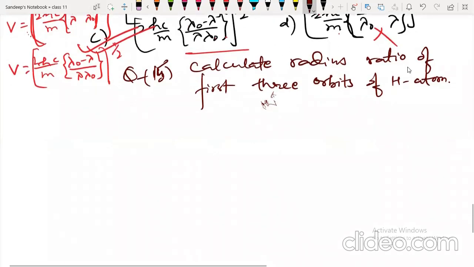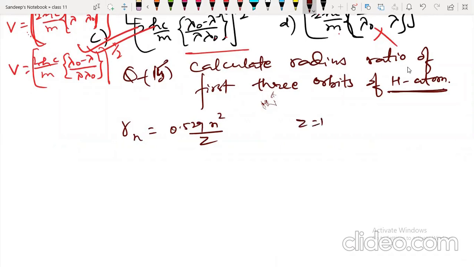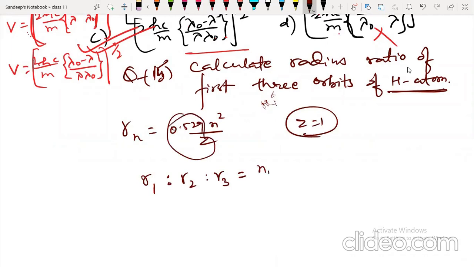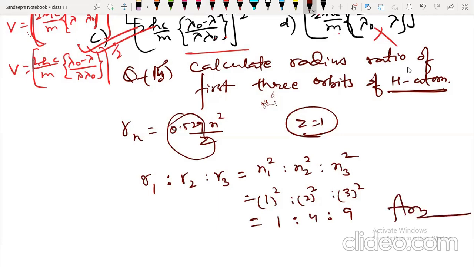See, for radius, the formula is radius Rn is equal to 0.529 n square by z. This is for hydrogen atom, so z will be 1. So you can write radius of 1 is to radius of 2 is to radius of 3 is equal to n1 square is to n2 square is to n3 square, since the rest are constant. So n1 is 1 square, n2 is 2 square, and n3 is 3 square. So it is 1 is to 4 is to 9. Write down: the radius of the first 3 orbits of hydrogen atom is in the ratio 1 is to 4 is to 9.